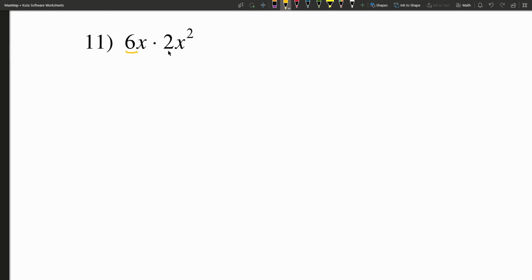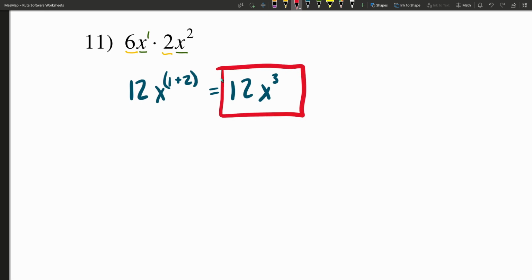Moving right along, I have 6 times x times 2 times x squared. So my x's are indeed the same base, where this x is raised to a power of 1. 6 times 2 is going to give me 12, and x to the first times x squared is going to be x to the 1 plus 2. Again, combining those exponents through addition since I'm multiplying those terms. That's going to be 12x to the third, or 12x cubed. The same answer as in number 10.